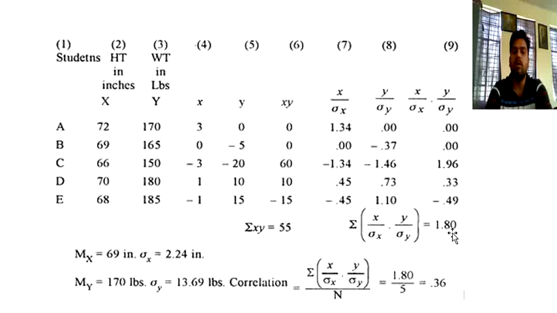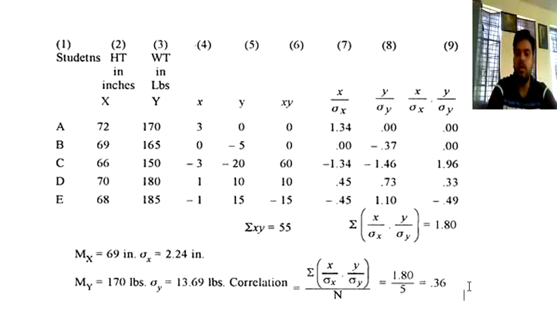Now it's easy. Now what you have to do? What is the formula of correlation? In the case of Karl Pearson, correlation is equal to the summation of this value divided by capital N. What is capital N? That is the total number. How many students are there? That is 5. So this value will be divided by 5 and this will become 0.36. So you got the correlation among these two variables. What are the two variables? That is the height and weight of the students. So this is 0.36.